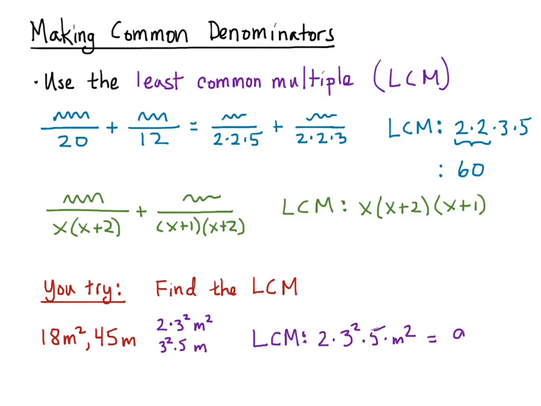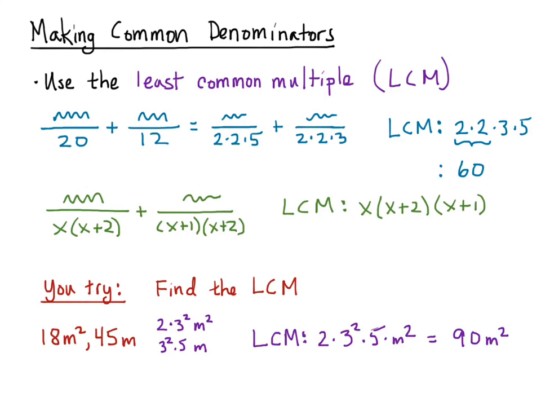So let's look at why. We're going to factor this first one. 18m squared is 2 times 3 squared times m squared. And then 45m is 3 squared times 5 times m. And so what's in common here is the 3 squared and the m, but we also have a unique factor of m in the first one.